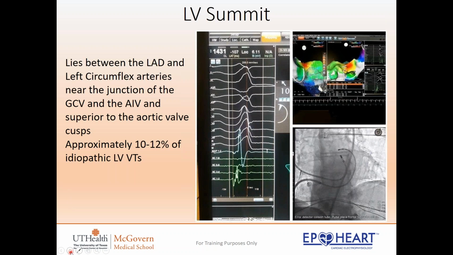And this just gives you another idea. So we're taking fluoro images, which are 2D, and we're creating these 3D maps to find the location of where this PVC is coming from. And looking at the 12 lead, you can tell II, III, and aVF are positive, so we know it's coming from up top. And then we have concordance across all precordial leads. So this is coming from the LV summit, which is way up around the coronary sinus, up by the aortic valves.